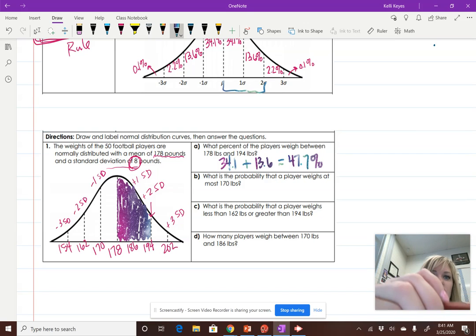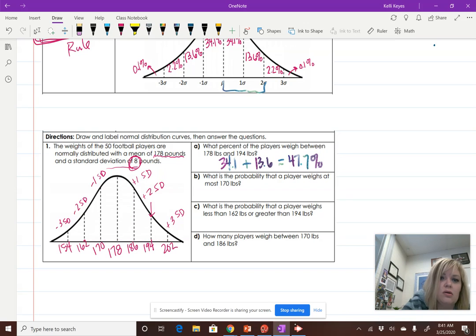Okay, change colors. So now, what's the probability a player weighs at most 170? Ooh, that's a key word there. So at most 170 means that's the most they weigh. They don't weigh more than 170, right? So at most means that's going to be the highest, and we're finding the percent below 170, right?